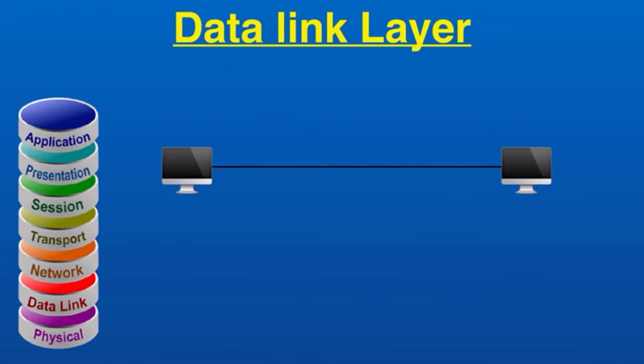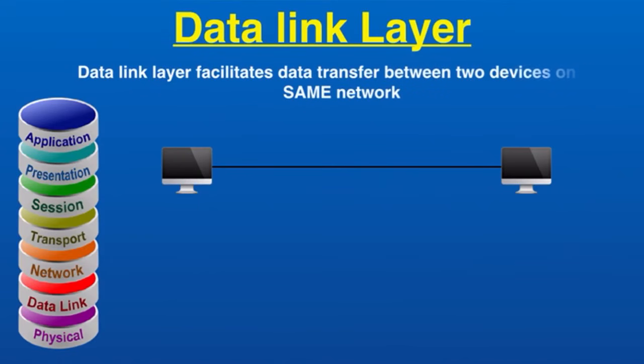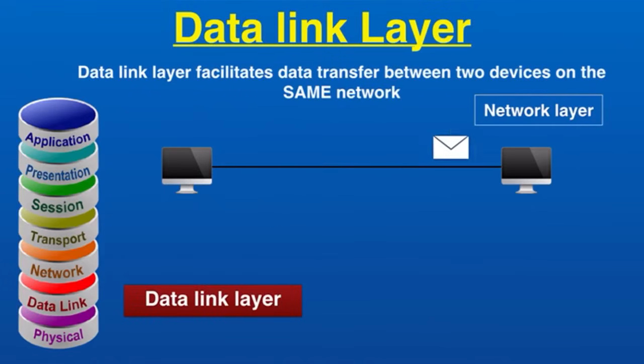Data link layer. Data link layer is similar to network layer, except data link layer facilitates data transfer between two devices on the same network. Data link layer creates and determines the connection between two physically connected devices over a network. It is responsible for delivering data to its destination by using MAC address. Data link layer takes packets from network layer and breaks them into smaller pieces called frames. Then they are transferred to physical layer.